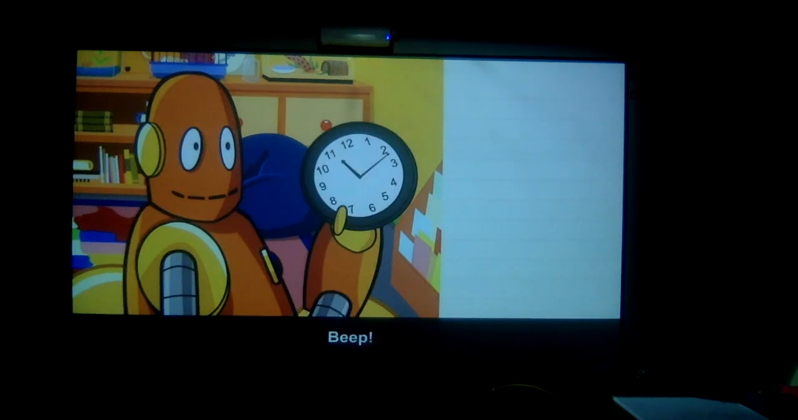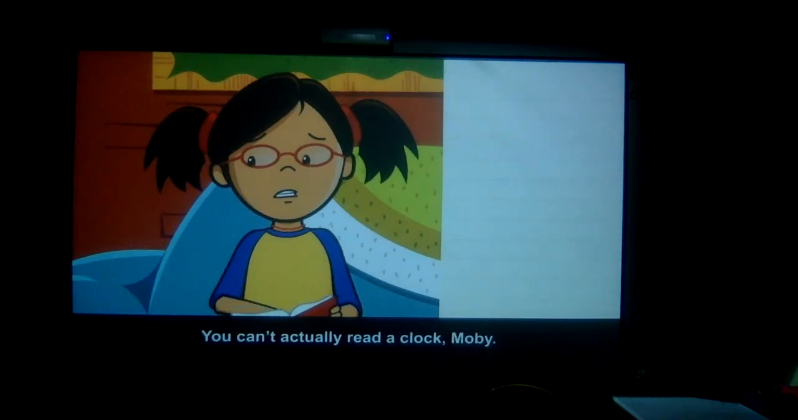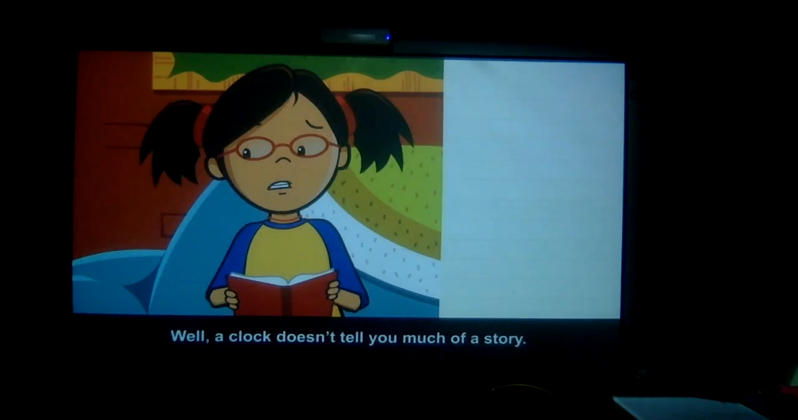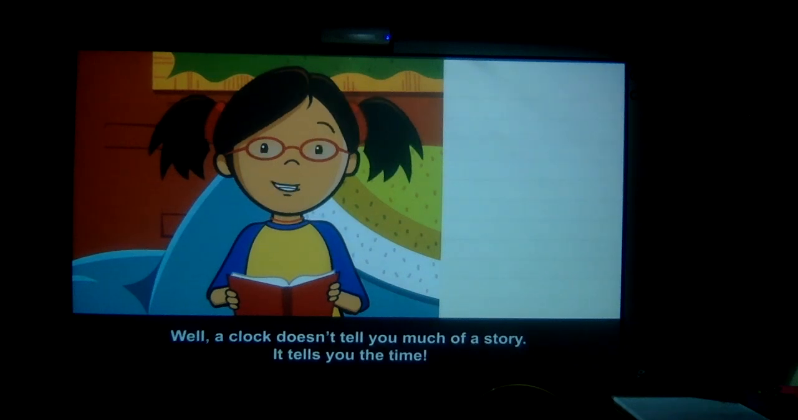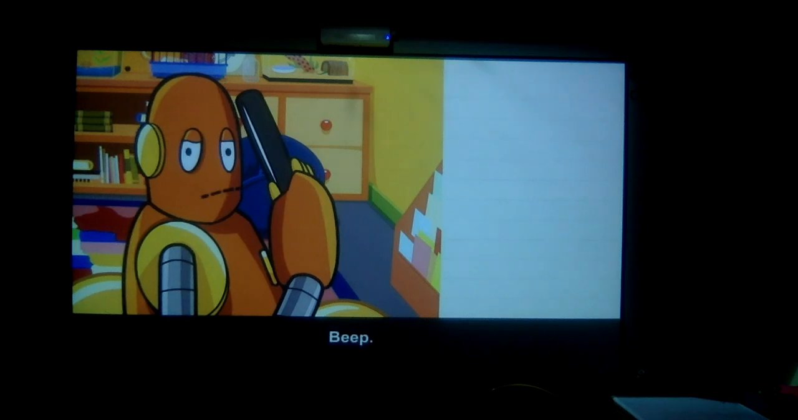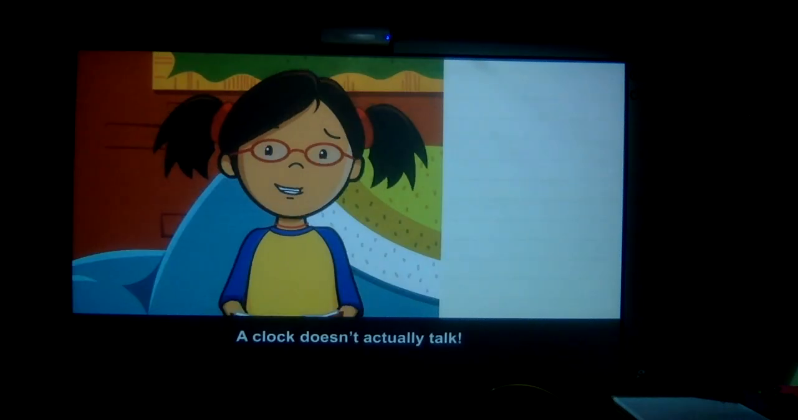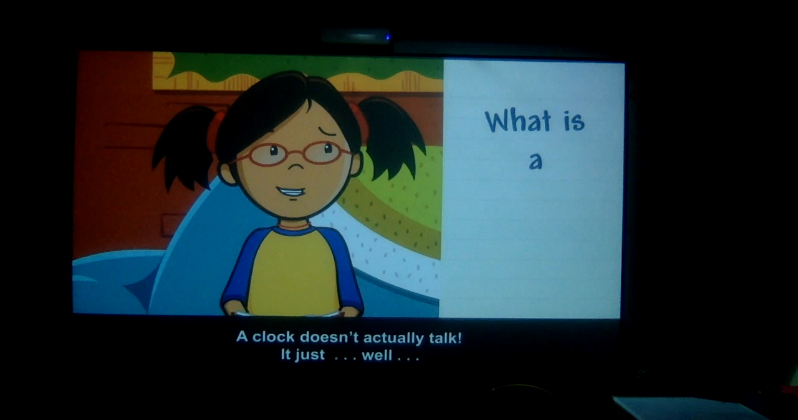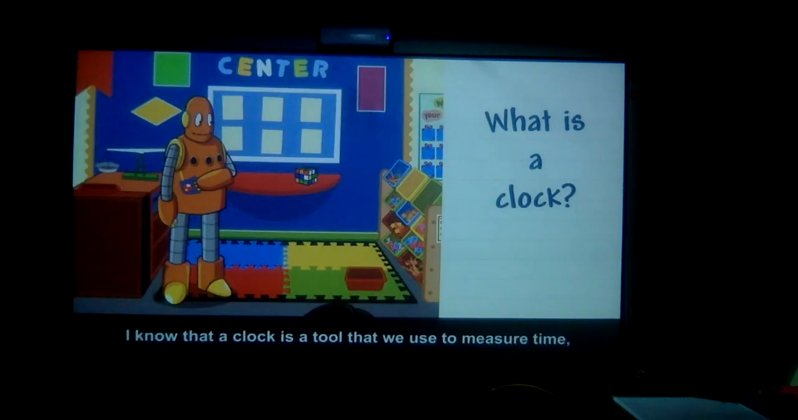What you reading? You can't actually read a clock, Moby. Well, a clock doesn't tell you much of a story. It tells you the time. A clock doesn't actually talk. It just, well, what is a clock?